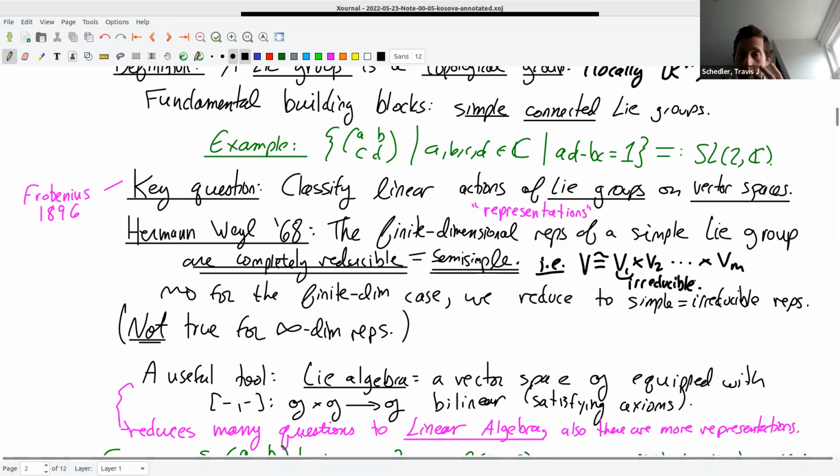Okay, so this is a really important thing because a priori it could be much more complicated than that. You're not just a product of irreducibles, but sometimes you have a subspace preserved by the group, but then it doesn't split as a product of that and something else, and that could be quite complicated. But in the case of simple Lie groups and finite dimensional representations, that does in fact work. So this means that in the finite dimensional case, we can actually reduce our question of classification to the simple representations, the irreducible ones. This is not true for infinite dimensional representations. Okay, I'll say a little bit about that later.